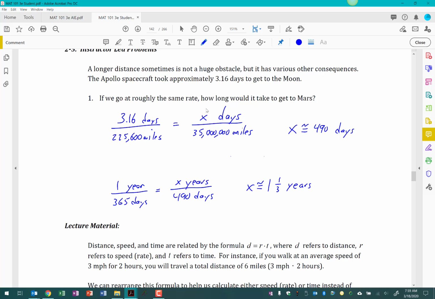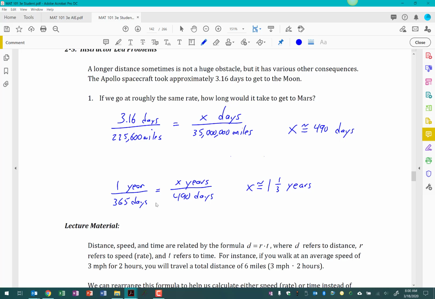On the right, we don't know the number of days it would take to travel to Mars, but we do know the distance of 35 million miles. So I put days on the top on both sides, and miles on the bottom on both sides. If we solve our proportion, we get about 490 days, which is a lot of days, and not necessarily the best way to talk about that time.